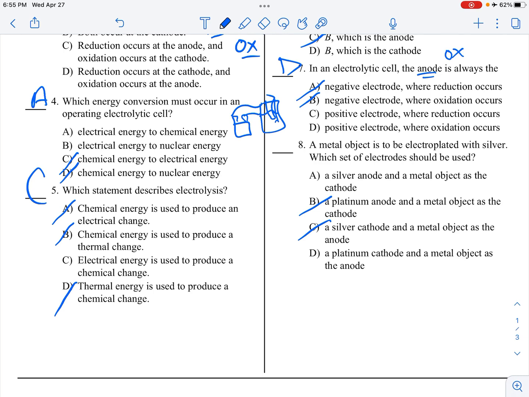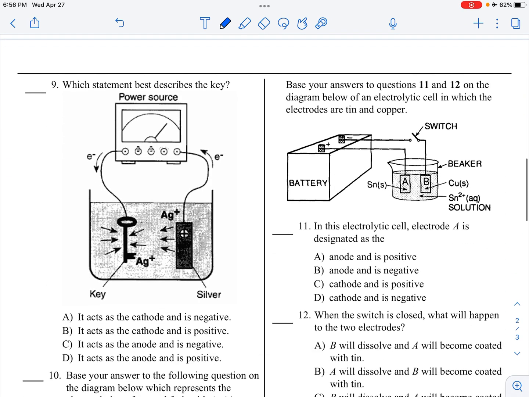Wait, hold on. Oh, sorry. It can't be C or D. So now I say, all right, which set of electrodes should be used? A silver anode or a platinum anode? Well, this is actually kind of silly. If you're going to be electroplating with silver, you need a silver anode, not platinum. For a hot second there, I was like, wait a second. How do I tell? Oh, it's really just a stupid Regents question.